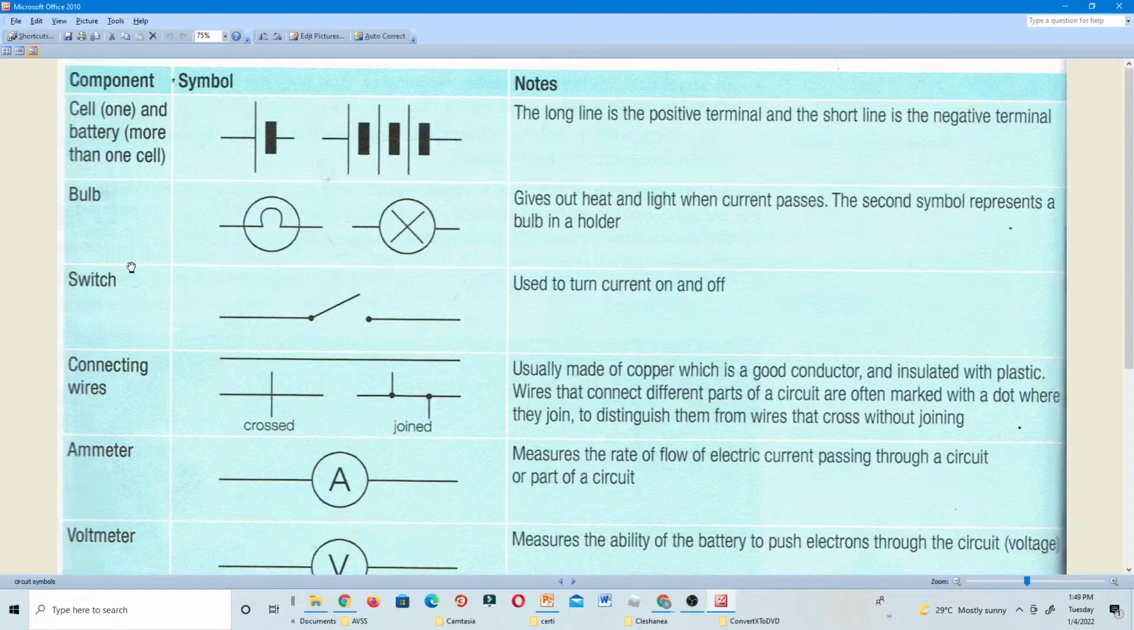So what you're seeing here, we have one with the X and one without X. When you see that, it means that it gives out heat and light when current passes. The second symbol represents a bulb in a holder. So this one now, the switch. Once you see any drawing looking like this, it is showing a switch, and they are saying that the switch is used to turn current on and off.